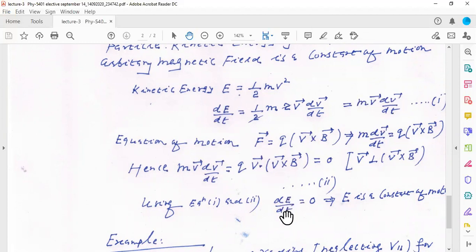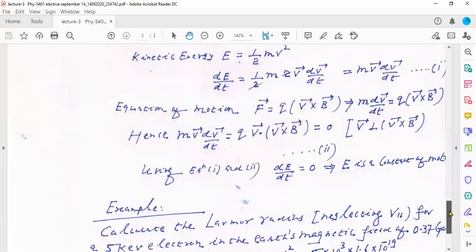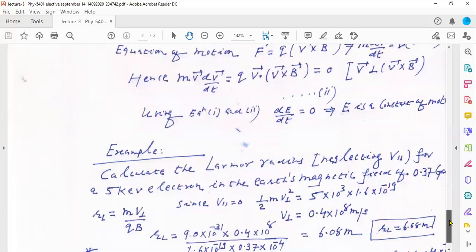If dE by dt there is no variation, dE by dt is equal to 0. That means E is a constant of motion, right? One can write E is a constant of motion. So here we have proved that the kinetic energy of the particle in a uniform magnetic field remains constant. And once you know this, then you can solve some problems.